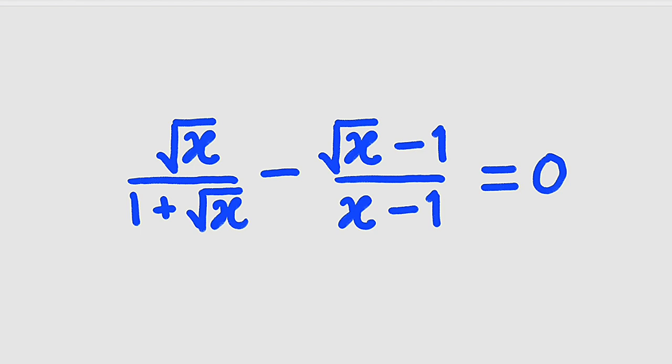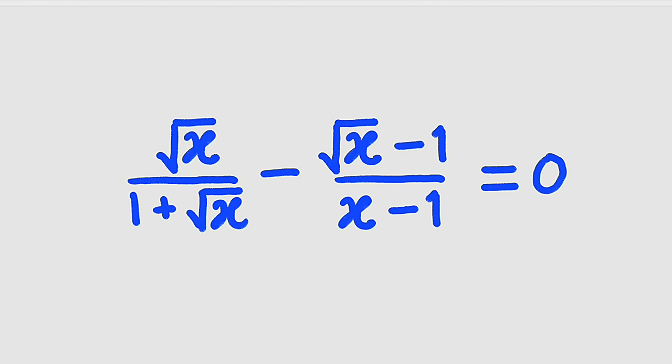Alright, let's get started. We're asked to find the real value of x that satisfies this equation: the square root of x divided by 1 plus the square root of x, minus the square root of x minus 1 divided by x minus 1, all equal to 0. Before we move on, I would like to let you know that x minus 1 can also be expressed as the square root of x squared minus 1 squared.